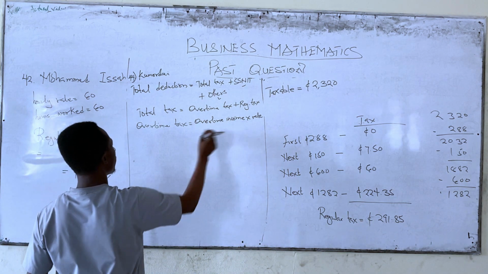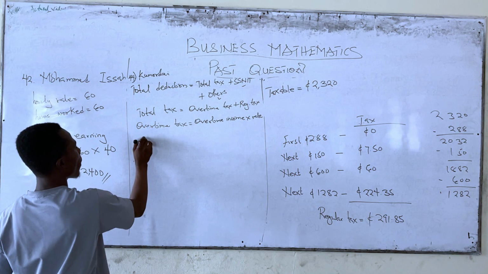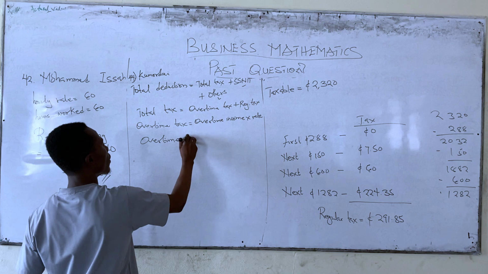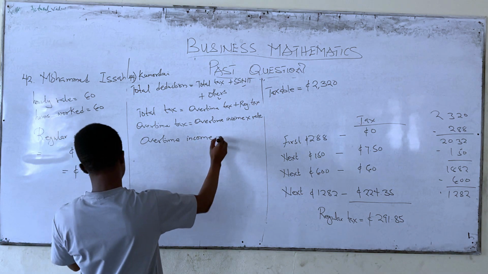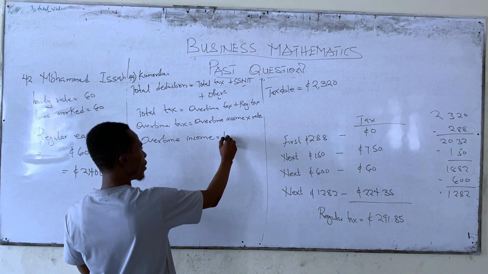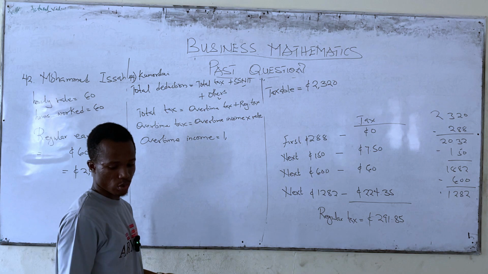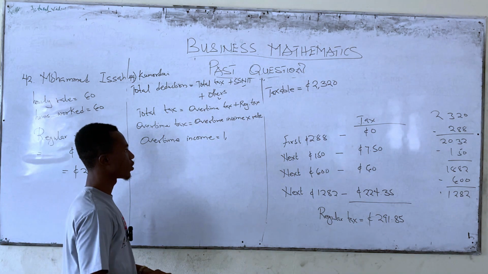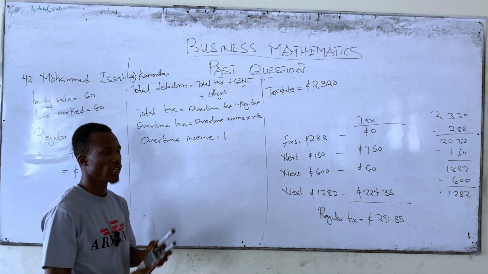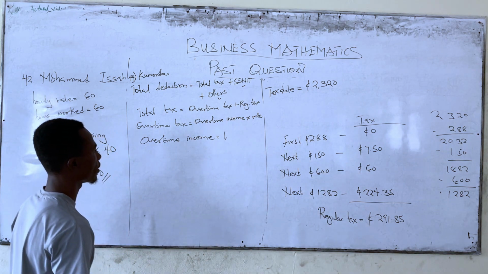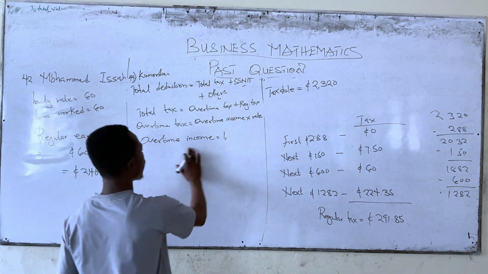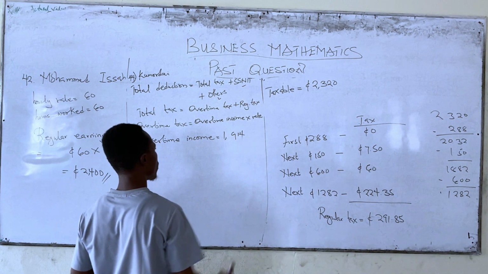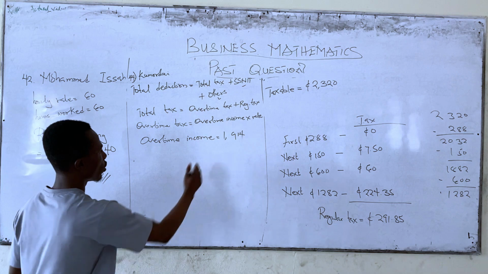Overtime income times rate. So now we have the overtime income, we have already calculated for it, but it is because I have not solved the questions on the paper here. That is why sometimes when I just clean the board, I miss the answers. Okay, yes. So overtime income is equal to 1,914. That is the overtime income.